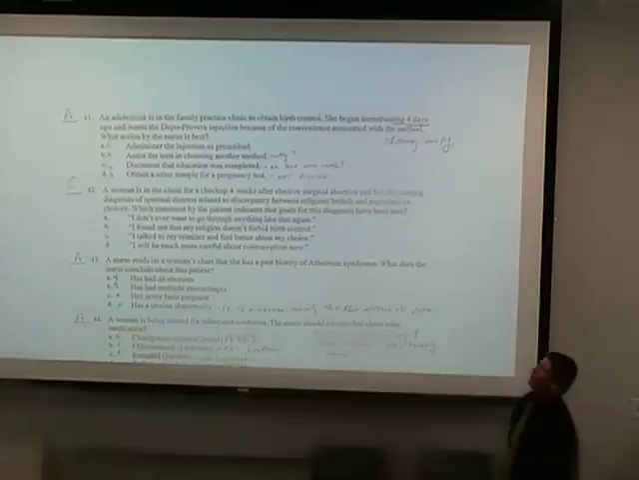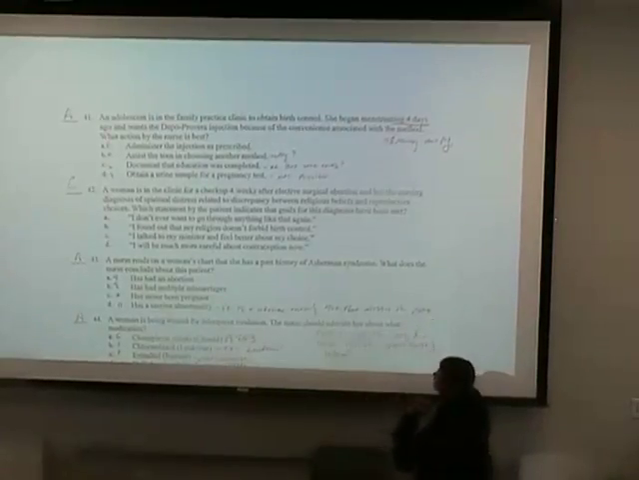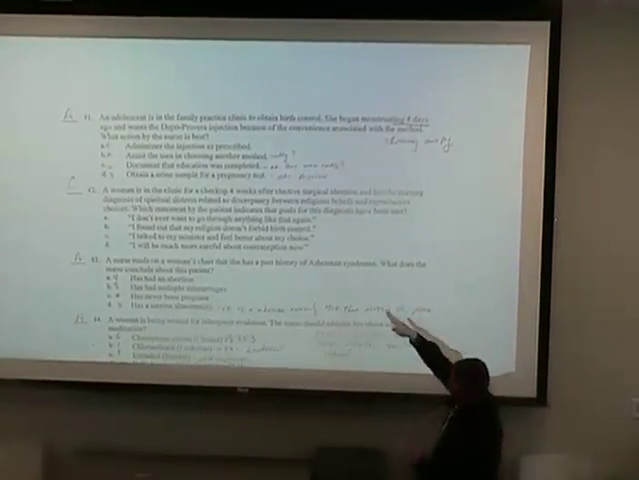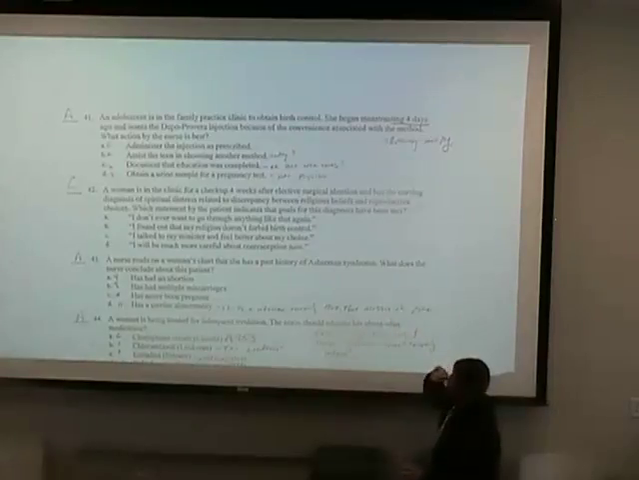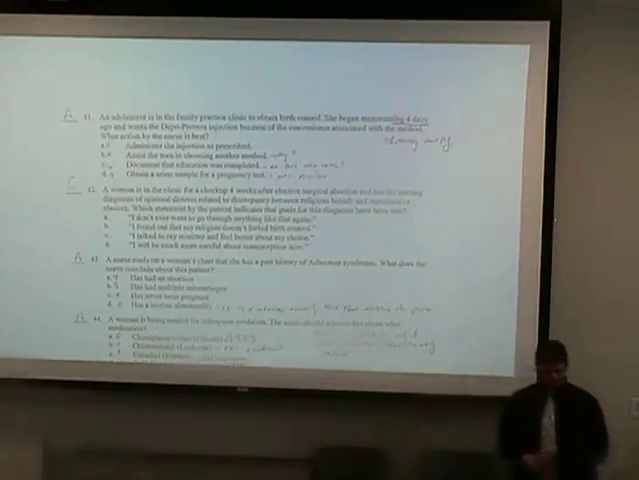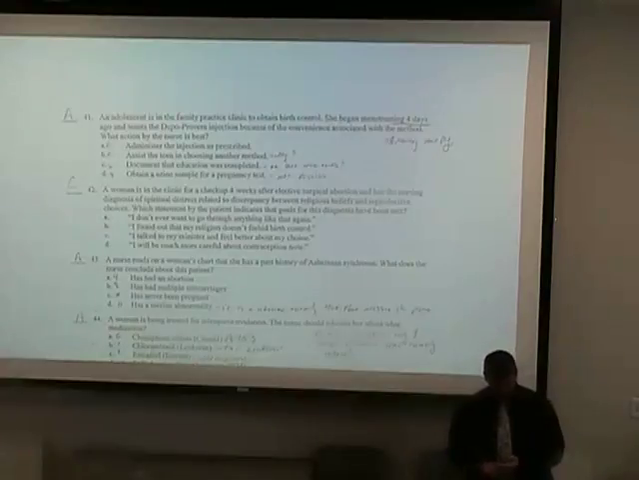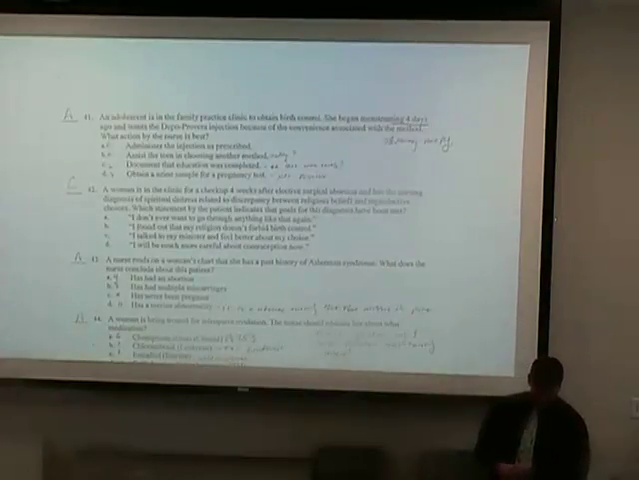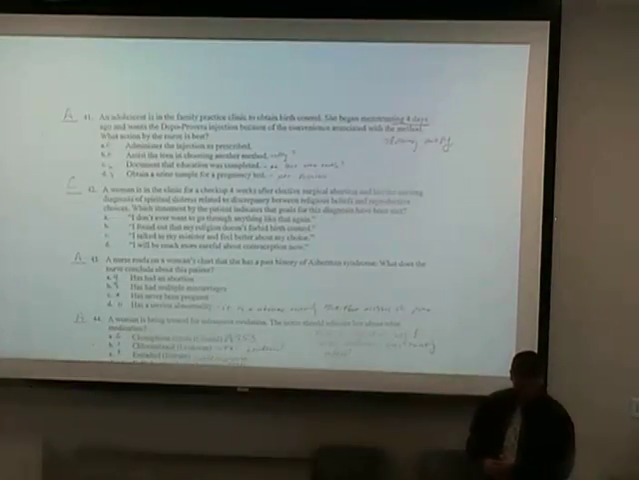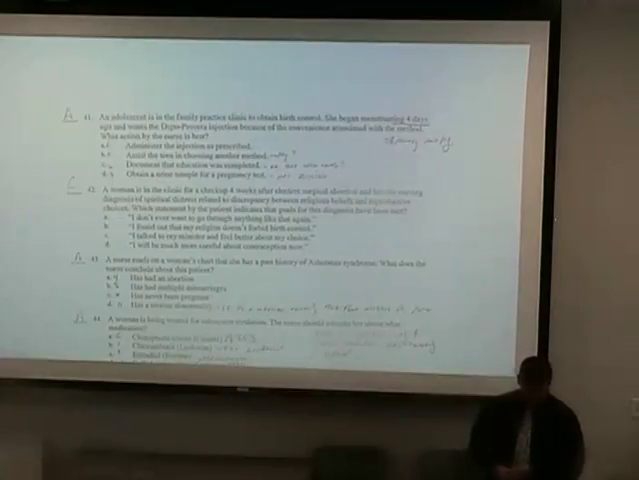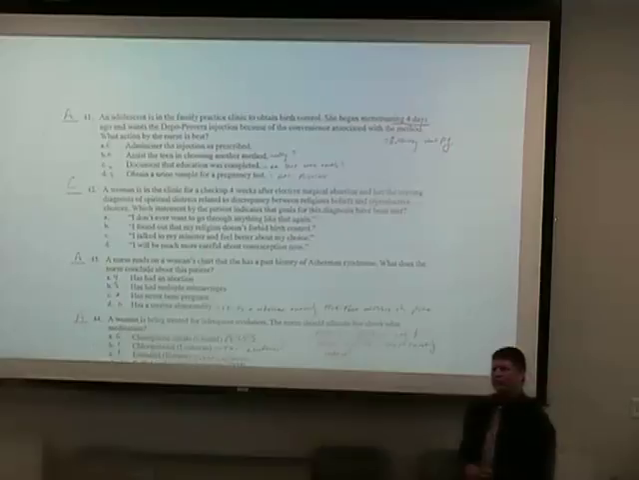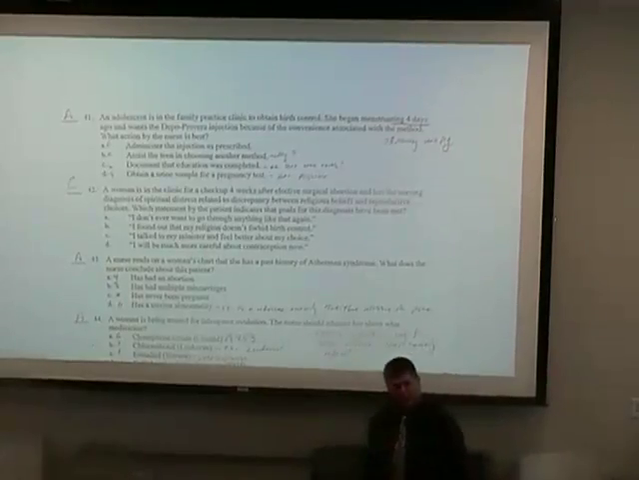Okay, 41. A lot of people miss this one. You can see 6 chose A, 6 chose B, 2 chose C, and 9 chose D. Okay, the answer was A. An adolescent is in the family practice clinic to obtain birth control. She began menstruating 4 days ago, and she wants Depo-Provera because of the convenience of the method. What action by the nurse is best? The answer is give her the shot.